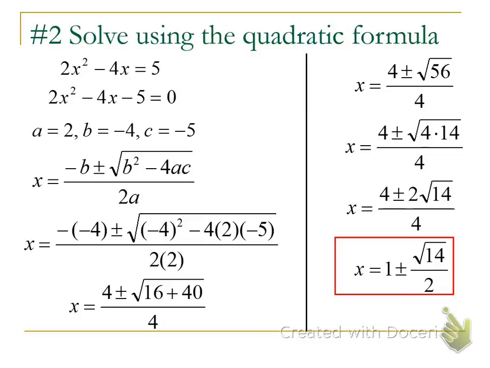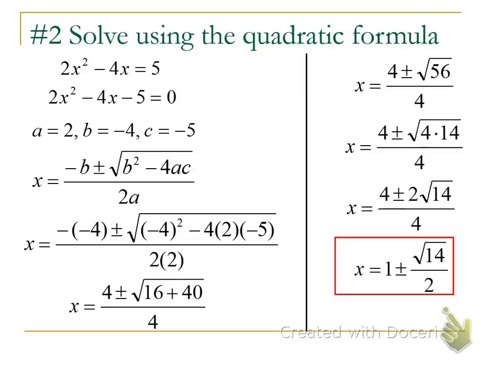So I would have 4 divided by 4 is 1, and then would be plus or minus. I could simplify 2 over 4 to 1/2, so it would be the square root of 14 over 2. Now, I can find those decimal answers. Sometimes you want to leave your answers as a decimal. Sometimes you want to leave them in that form if they do not work out to be a whole number.